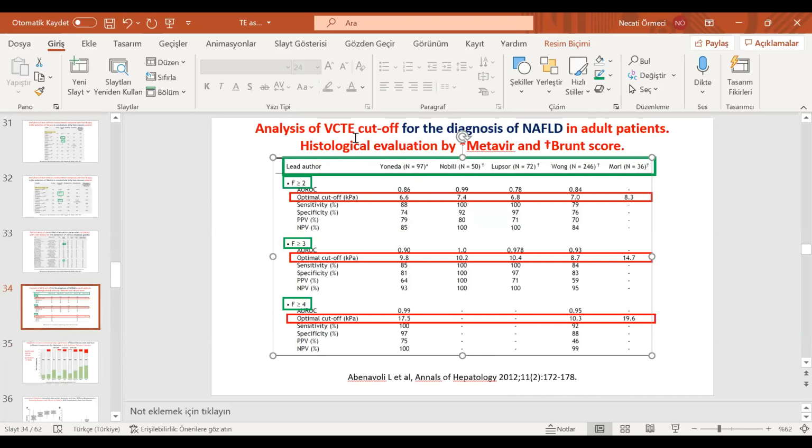Again, analysis of transient elastographic cutoffs for the diagnosis of NAFLD in adult patients, with histological evaluation by Metavir and the Brunt score. If you see F2, the optimal cutoff value changes from 6.6, 7.4, 6.8, 7, and 8.3. If you look at F3 fibrosis, the optimal cutoff again changes: 9.8, 10.2, 10.4, 8.7, and 4.7. But if you look at F4, the optimal cutoff values are 17.5, 10.3, and 19.6. As you see here, there are huge differences between F2, 3, and 4 due to the different pathologies in the liver.